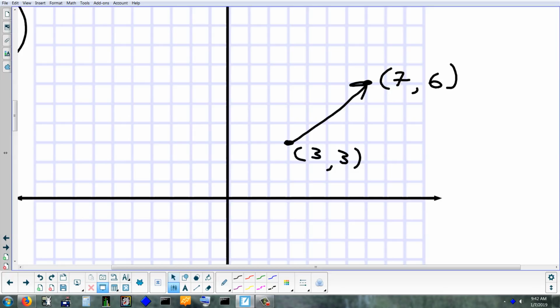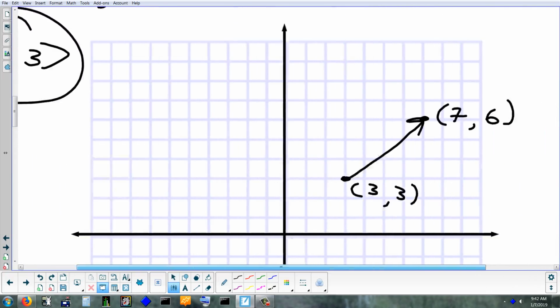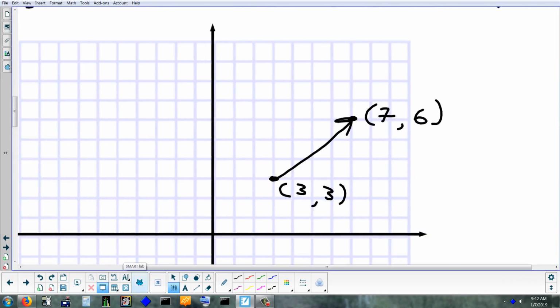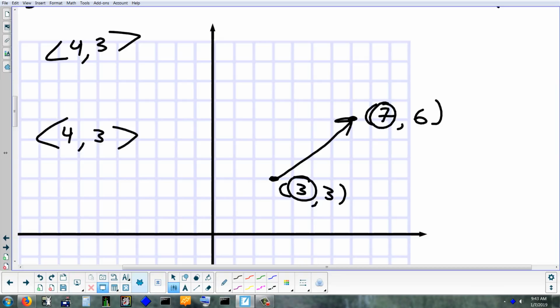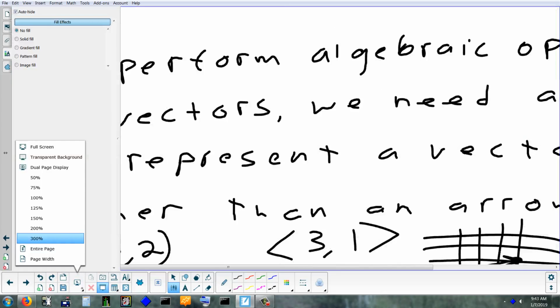Now, we already know the answer. The answer is ⟨4, 3⟩. Does anyone see what I could do with the coordinates from the initial and the terminal point to somehow get this answer? Subtract them, yeah. If you take 7 minus 3, in that order, terminal minus initial, that gives you 4. 6 minus 3 gives you 3. That's how you find a position vector. You just subtract your coordinates. But make sure you subtract them in the right order.